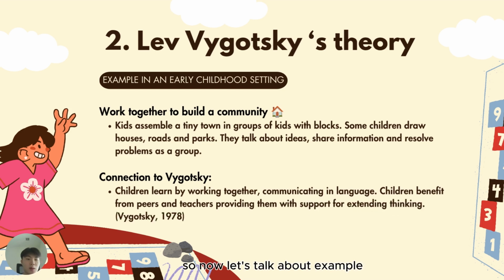So now let's talk about an example in an early childhood setting. The first game is work together to build a community. Kids gather around a tiny town in a group with blocks. Some children draw houses, roads, and parks. They talk about ideas, share information with others, and resolve problems as a group.